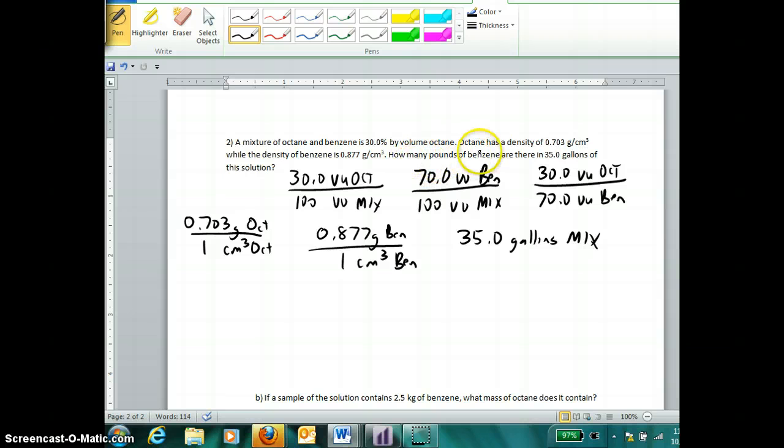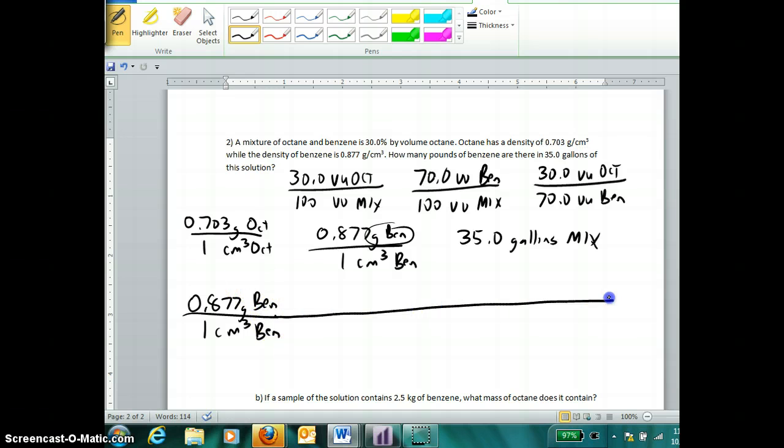So I want a mass of benzene, and immediately I see it in a couple of locations. These are mass units, and that's benzene. This is benzene, but these are volume units, remember, not mass units. And these are also volume units. So actually, I see a mass of benzene in only one spot, right there. So I know immediately how to start with the answer. 0.877 grams of benzene for every 1 centimeter cubed of benzene. And I've started with my answer.